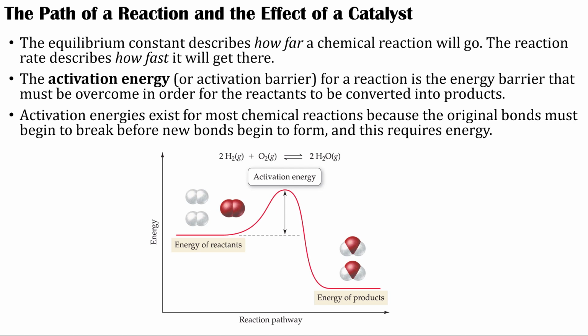The activation energy or activation barrier for a reaction is the energy barrier that must be overcome in order for the reactants to be converted into their products. So we talked about this at the very beginning of the chapter. So if this is the hill that the reaction has to get up in order for the reaction to go, if it can't get up this hill, then the reaction can't go anywhere. And so that's the energy of activation, is that hump.